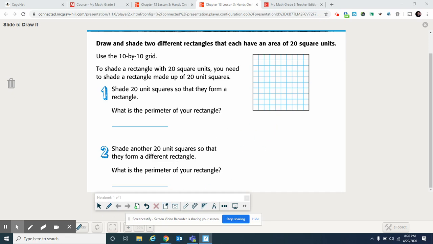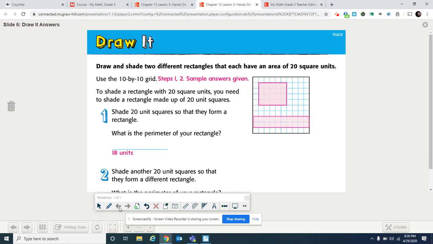All right. So let's go ahead and check your work. Ready? So the answer for number one is 18 units. Why? Because for the perimeter, we just need to count the sides of this rectangle. So let's count: 1, 2, 3, 4, 5, 6, 7, 8, 9, 10, 11, 12, 13, 14, 15, 16, 17, 18. So that is the perimeter, the measurement of the outside of the rectangle.